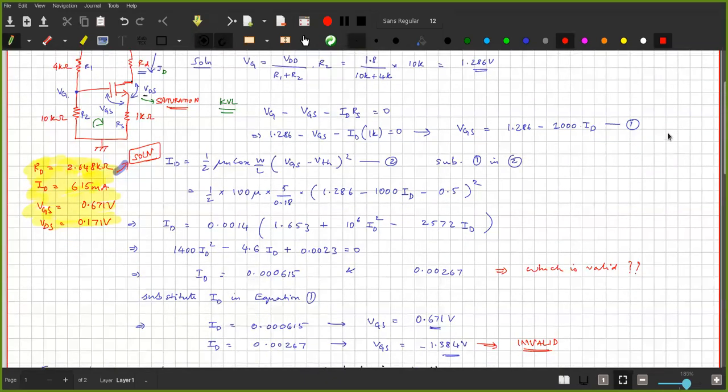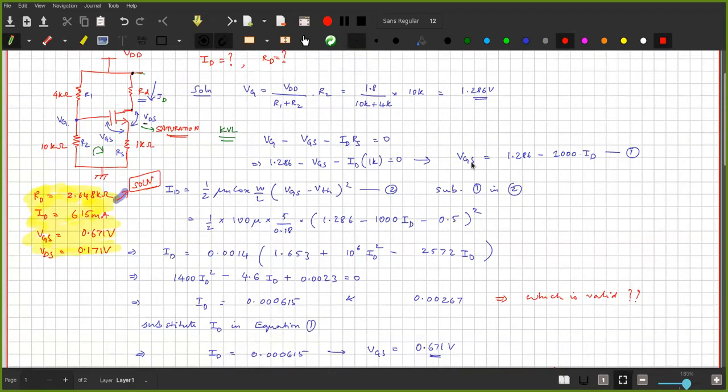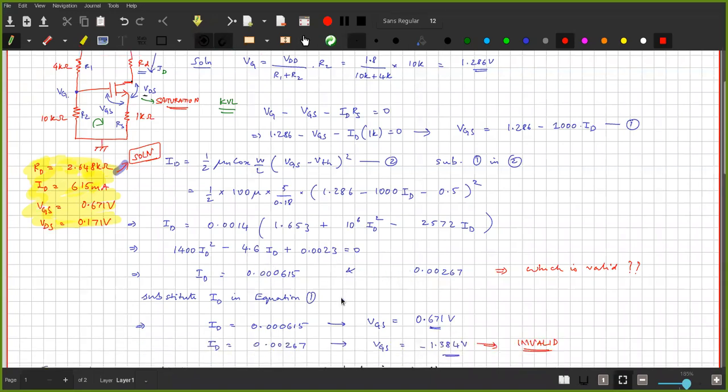Any kind of problems? Here, what I've done is, the crux part of the problem is this: VGS is equal to 1.286 minus 1000 into ID. That I have to substitute in my current equation. Then my current equation will transform into a quadratic equation with ID as its variable. So I get 1400 ID square minus 4.6 ID plus 0.023 equal to 0. And it's a simple matter of using your calculator and finding out its roots. So you get two values. Among them, one will be invalid.